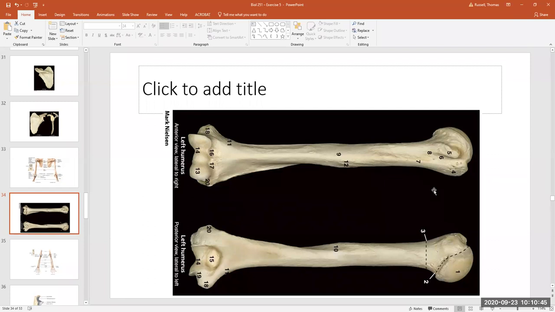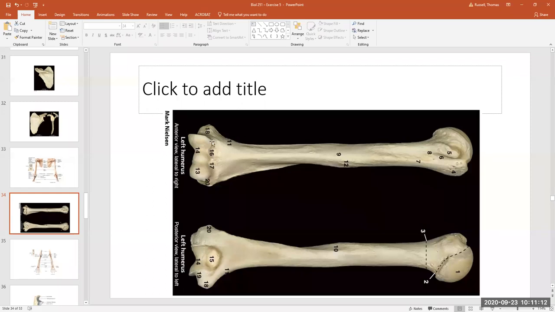So the deltoid tuberosity is this rough area of the bone right here. See how it's kind of rough right there? That's called the deltoid tuberosity. You have to know the medial epicondyle, which is this little bulgy part that sticks out. The bulgy part that's on the medial end of the bone.